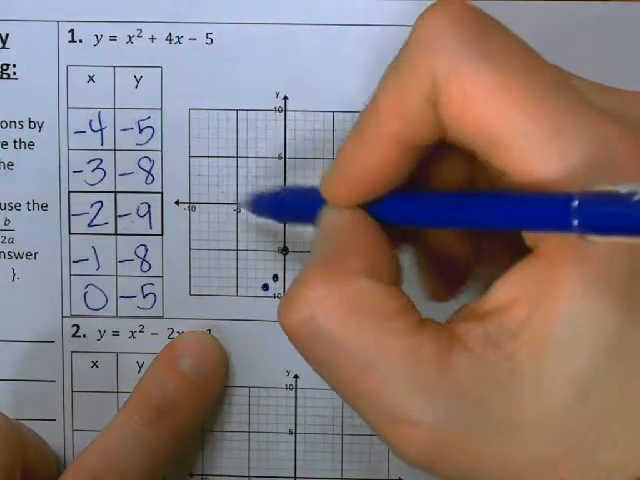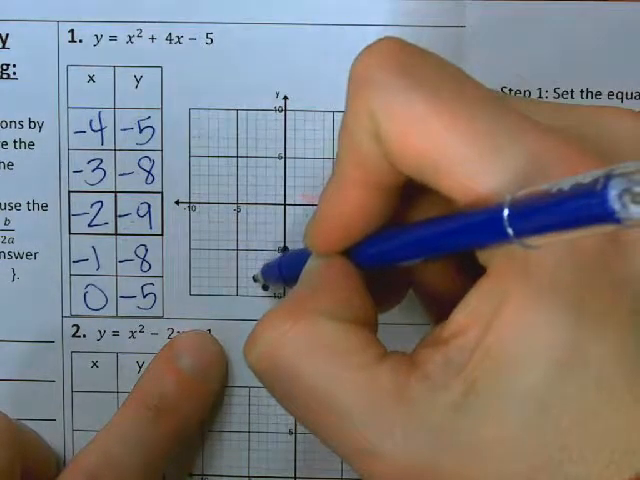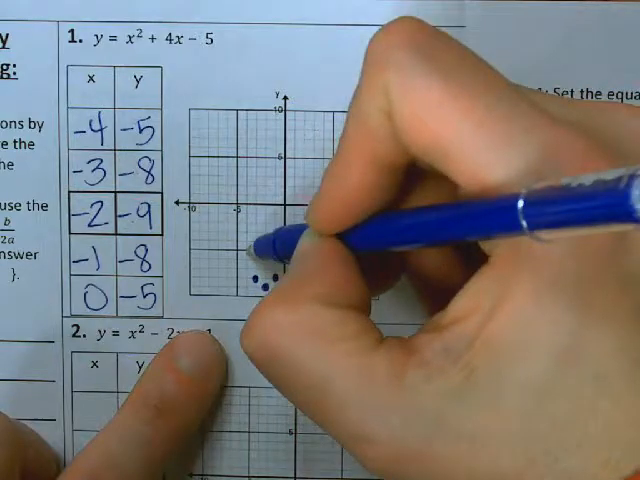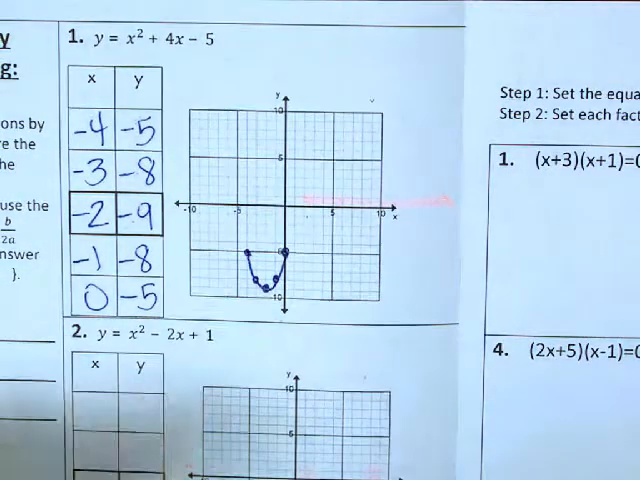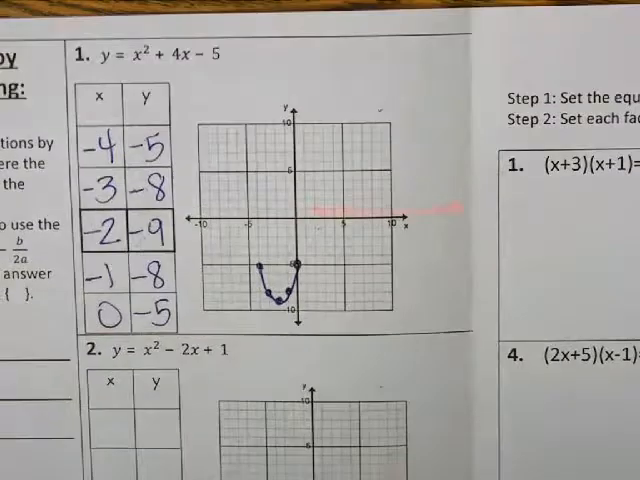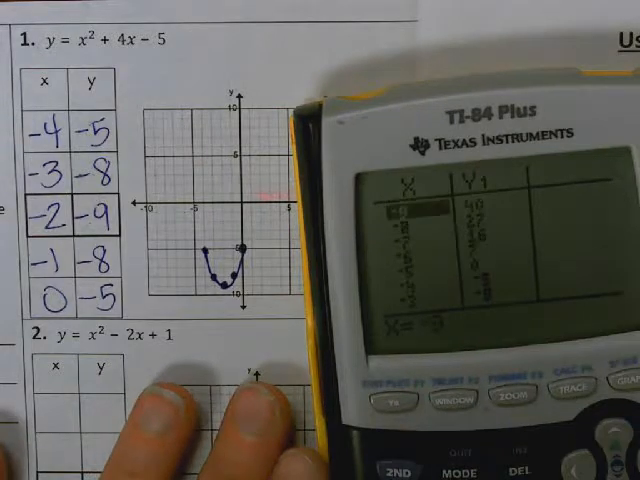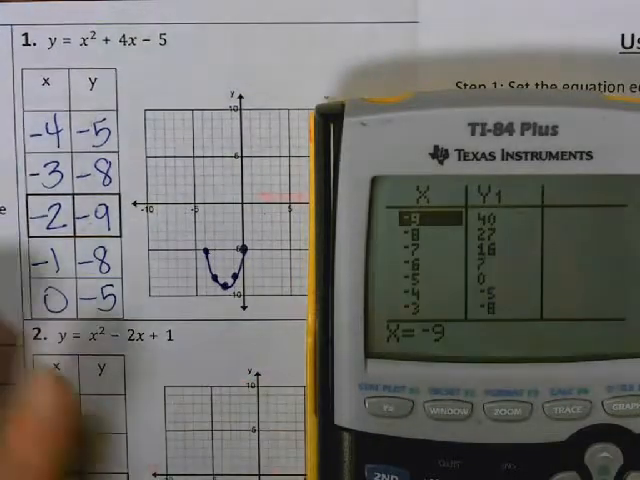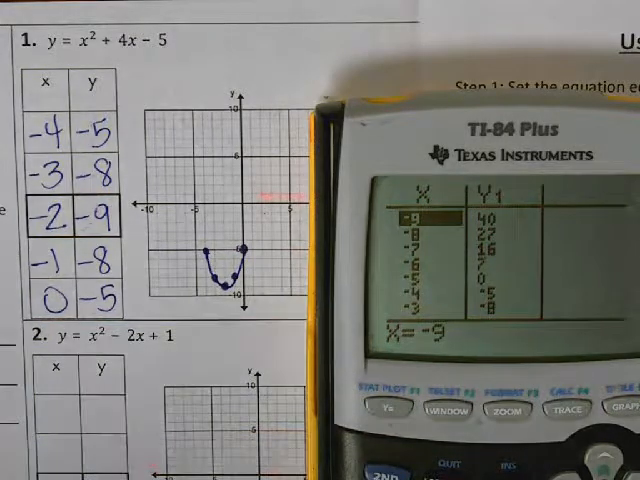Alright, so now let's do the other way. (-3, -8), (-4, -5). So as of right now, I can't see my zeros on my graph. So I'm going to have to go on my table and go up a little further and get a couple more points, right? So let's see.